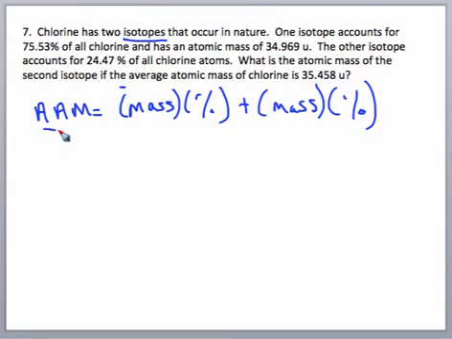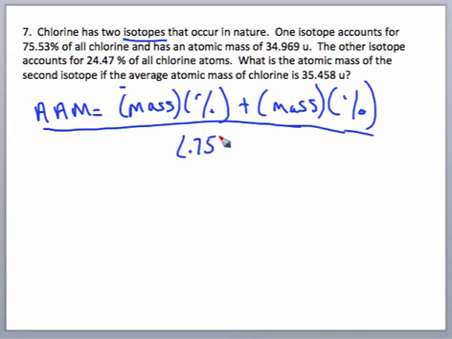Now you have to memorize this formula for the final. That one is not on the formula sheet. So let's plug in our values here. It says one isotope accounts for 75.53, so remember, when we write percentages in math problems, we're going to move that decimal over 2 places. This one has a mass of 34.969.